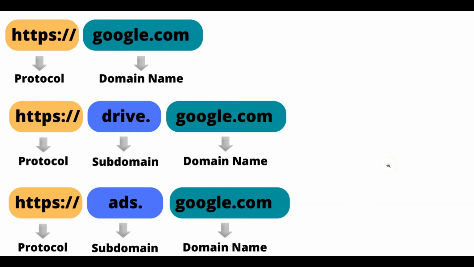If you look at the second URL, we have protocol and a subdomain. Here, drive is a subdomain. Normally, a subdomain comes before the domain. So you can see in the next example, we have ads as a subdomain.